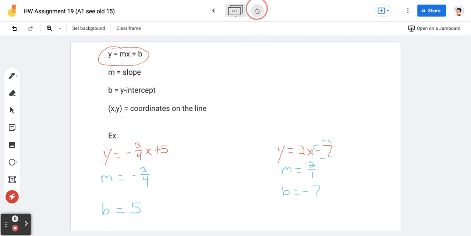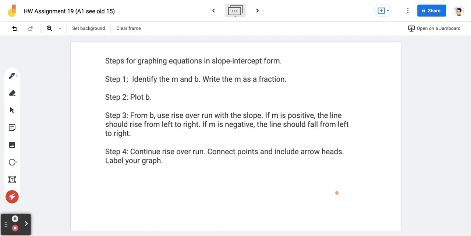All right, let's keep rolling. So we're going to be heavy on the steps. 4 steps that I'm asking you to follow. Refer back to the steps as you're working. Okay, so here we go. Steps for graphing equations in slope-intercept form. So here are your steps. So step 1, you're going to identify the m and b. So I'm going to say m and b, but know that whenever I say m, I mean the slope, b, I mean the y-intercept. So we're going to identify the slope and the y-intercept.